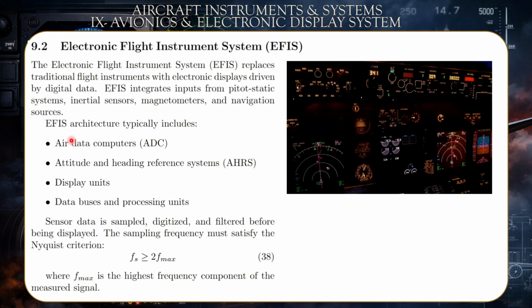You have air data computers, ADC. This is what makes the architecture of the EFIS: the air data computer, attitude and heading reference system, AHRS, the display units, data buses, and processing units. Now, the sensor data is sampled, digitized, and filtered before being displayed.